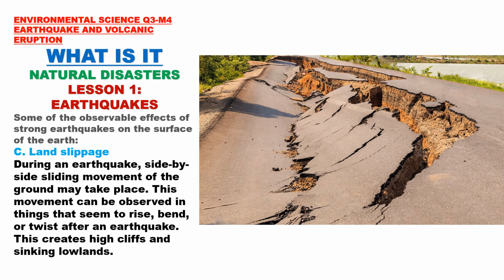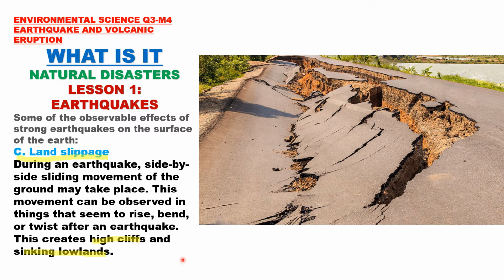Another effect of strong earthquakes on the surface of the earth is, letter C, land slippage. During an earthquake, side-by-side sliding movement of the ground may take place. This movement can be observed in things that seem to rise, bend, or twist after an earthquake. This creates high cliffs and sinking lowlands.